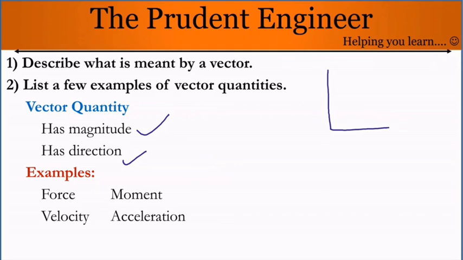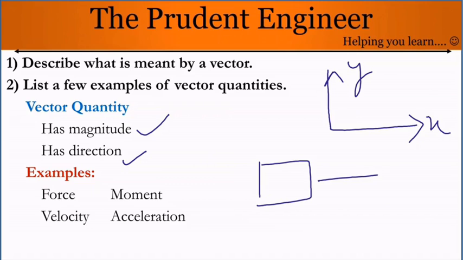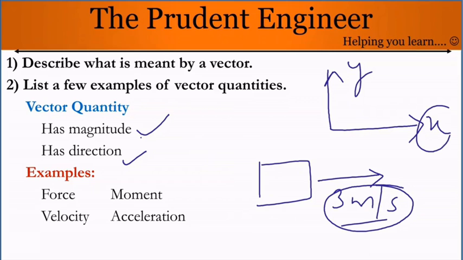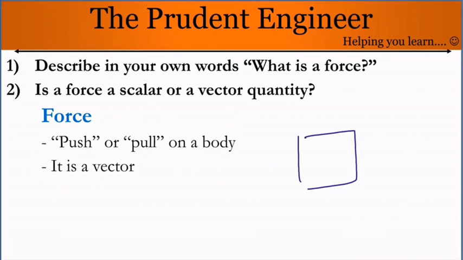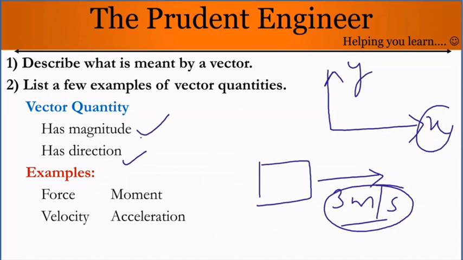Now suppose we make a Cartesian coordinate system with x and y. There is a cart moving with a speed of 3 meters per second in the x direction. So now we have two things: the speed of the cart, that is the magnitude, and the direction, that this 3 meters per second is in the x direction. In the y direction it might be the same, it might be different. That is the difference between speed and velocity. Velocity and speed are almost the same thing, but velocity has a particular direction and speed is only the magnitude of the velocity.